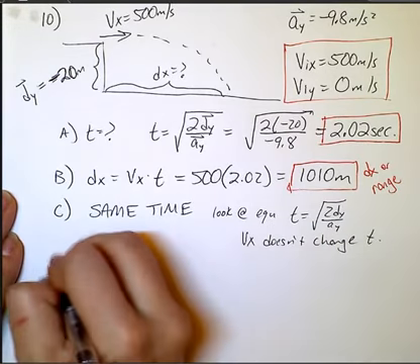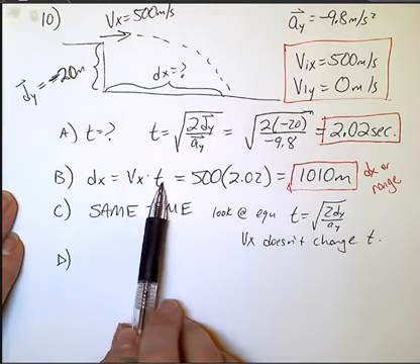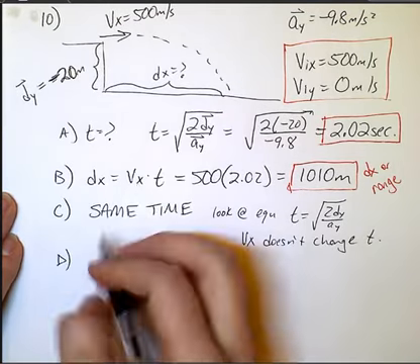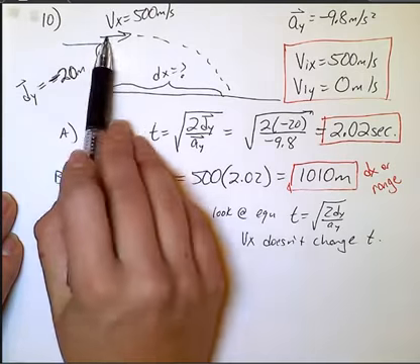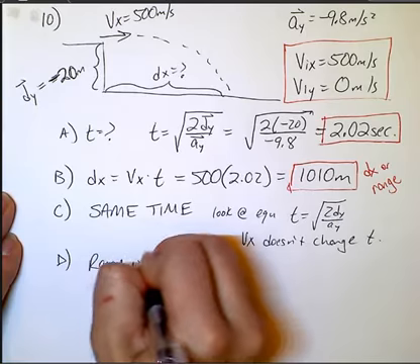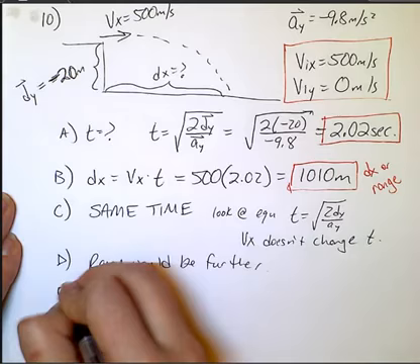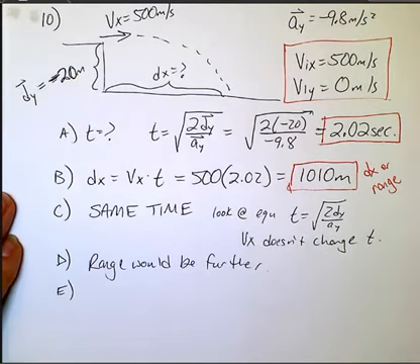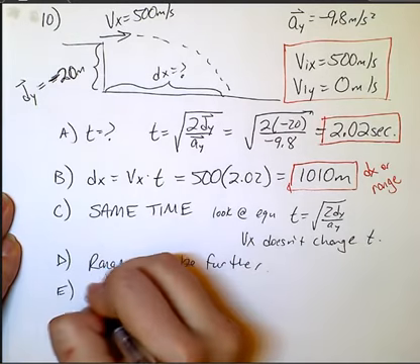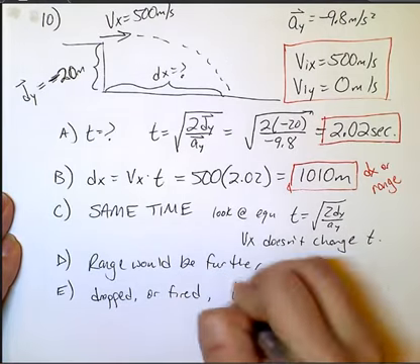For D, how would the range be different? If the time's the same, but my speed is faster, the range would go further. That makes more sense. If I fire it faster, it's going to end up further over here. So the range would be further. And then E says, well, what happens if instead he accidentally drops a bullet from the same height? How long will it take to hit the ground? And it doesn't matter if it's dropped or fired, the time is always going to be the same.